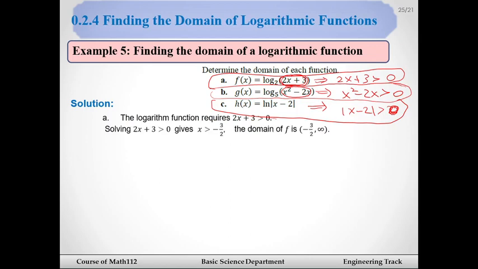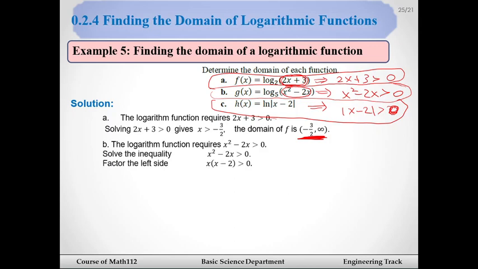Now the logarithm requires 2x plus 3 bigger than 0, and then send 3 to the other side and divide by 2. You get this one, and this means we have this interval, so the domain should be this interval. Then we have to solve x squared minus 2x for the second function, and we find the roots of this one here. This is in standard form, so we find the roots of the polynomial, which are 0 and 2.